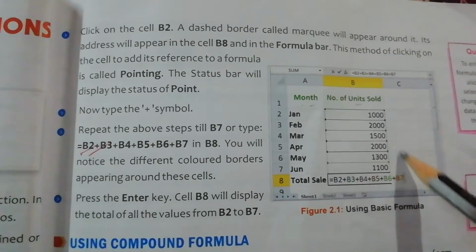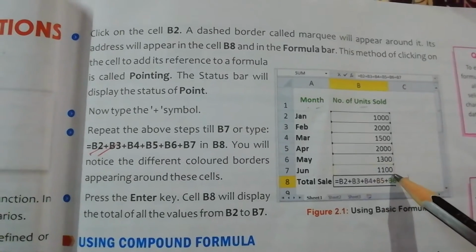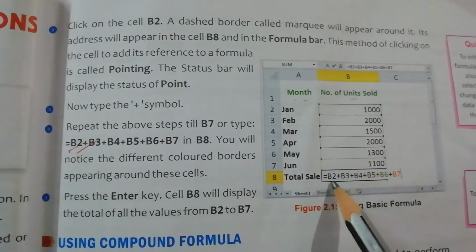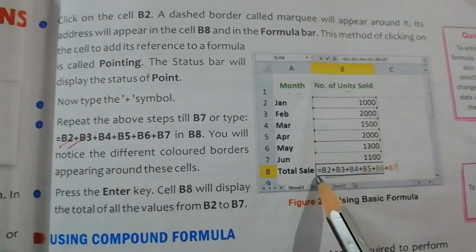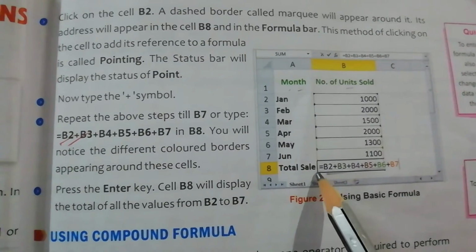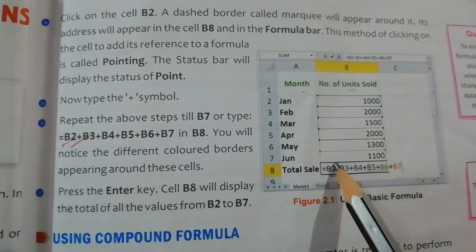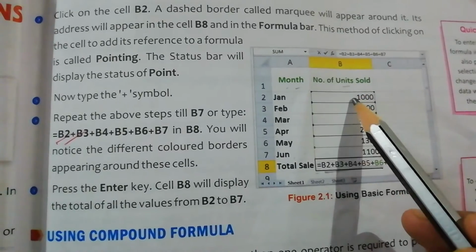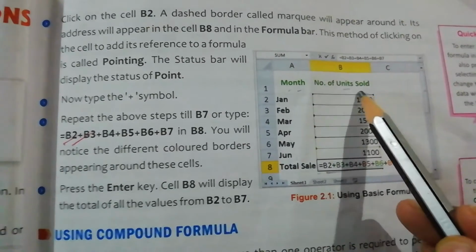So you want the sum of them. आपको इन सब का total करना है. The thing is, this is very important. Firstly, you have to put equals to. Then what is B2? B and 2 value is 1000.